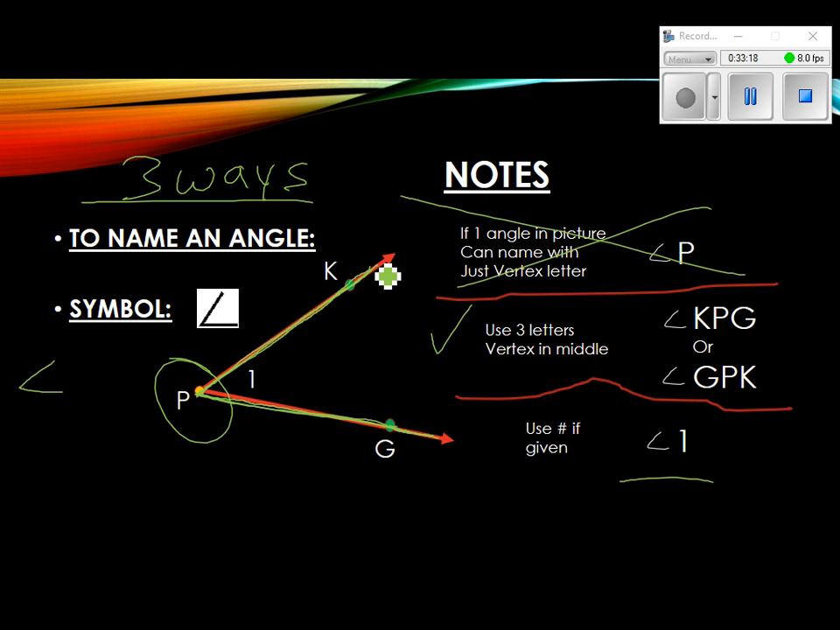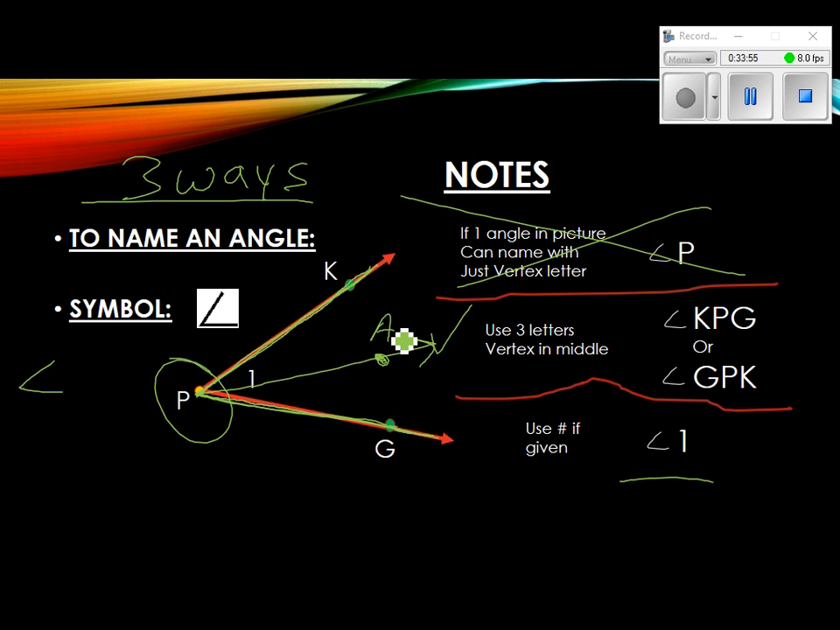Now, the reason I don't like this one: if I draw this in here, we've got another ray in here. And you name that angle P, and I ask you to measure angle P. Which one are you going to measure? You can get 3 different answers. We can't name it angle P once there's more than one angle in the picture. So that's why I don't like naming it that way. You can only name it with one letter when that's the only angle in the picture. So it's better off to name it with 3 letters or with a number.